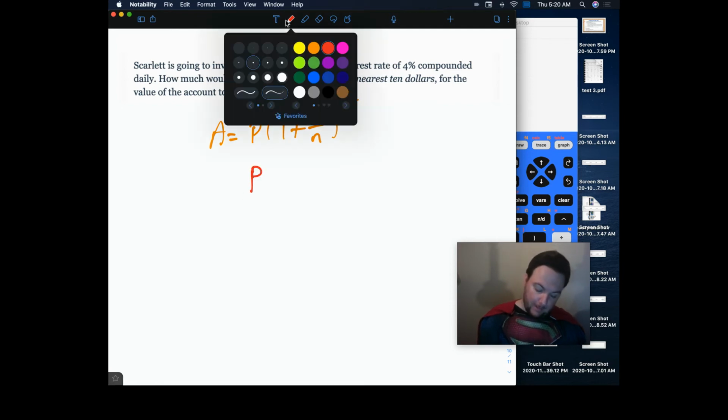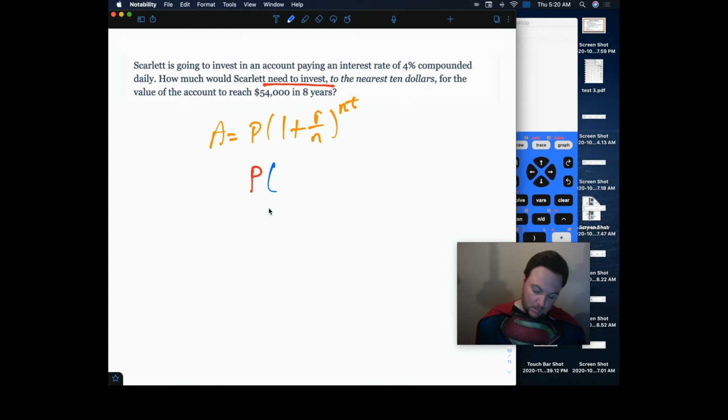So this is 1 plus r. What's the rate? 4%, so this is 0.04, compounded daily. When they talk about the rates, it's implied that it's annual. That's something that needs to be said. And we assume that we're not in a leap year, so 365. And then t is the duration of time, which is 8 years.